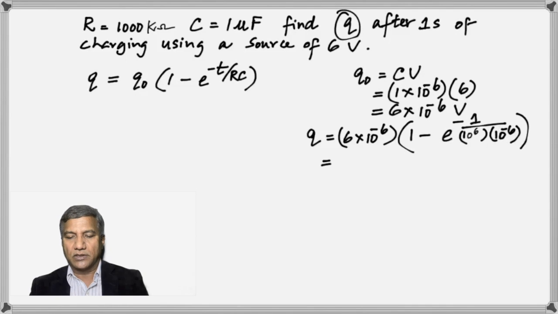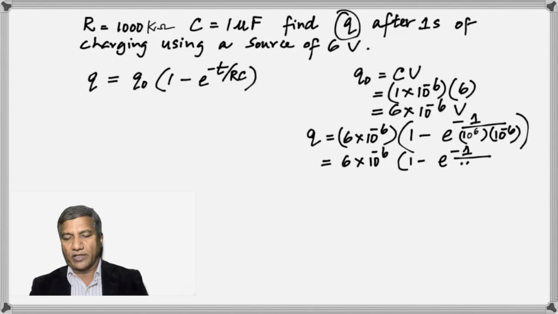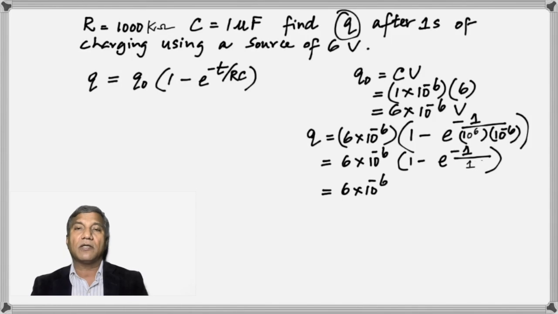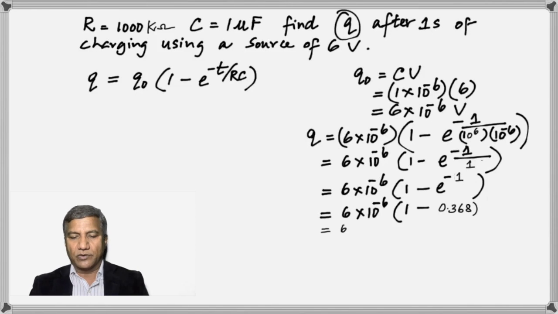It's 1 minus e raised to negative 1. And so now in the calculator, you try to find the value of that. Let me make a correction there. It's 1 minus e raised to negative 1. And put this into the calculator. e raised to negative 1 is 0.368. And then 1 minus 0.368 is 0.632. And so you multiply that and you get 3.79 times 10 to the negative 6 coulombs. So that will be the charge on the capacitor 1 second after charging begins.